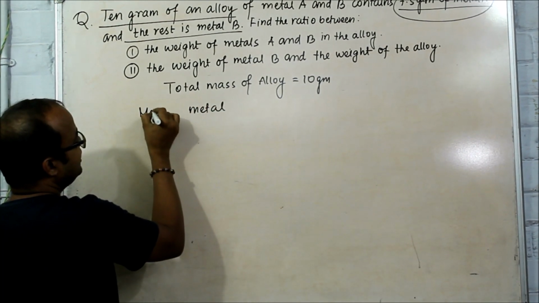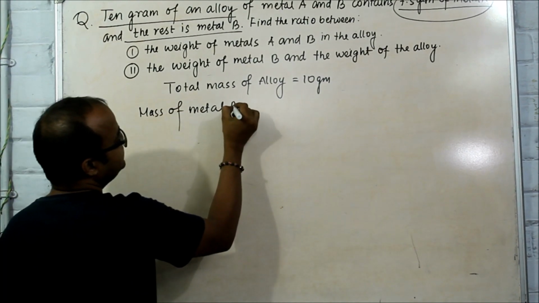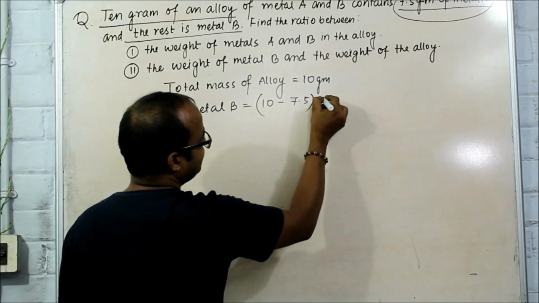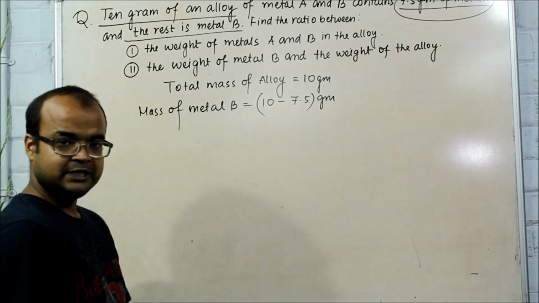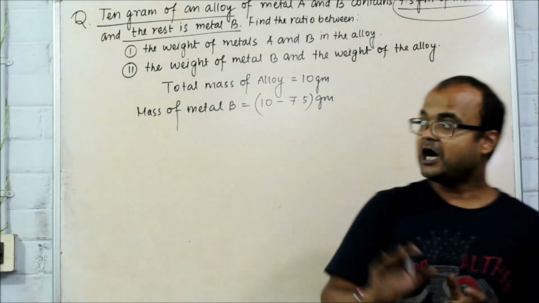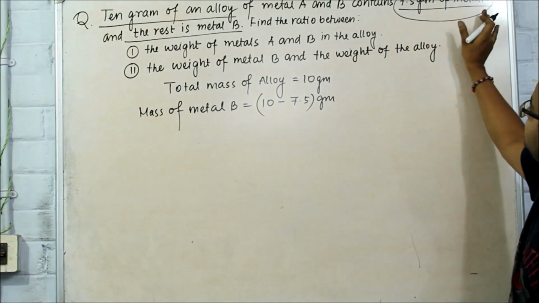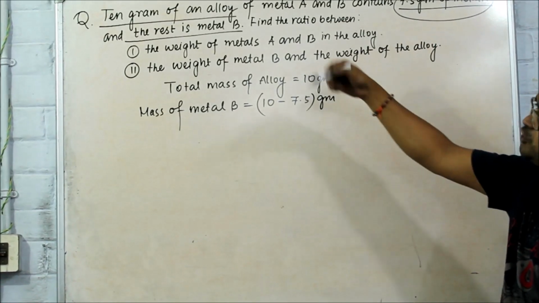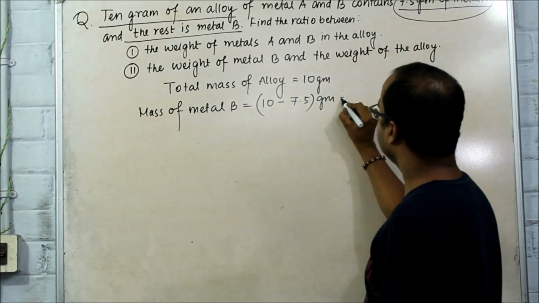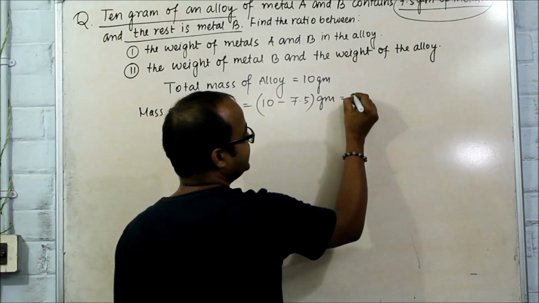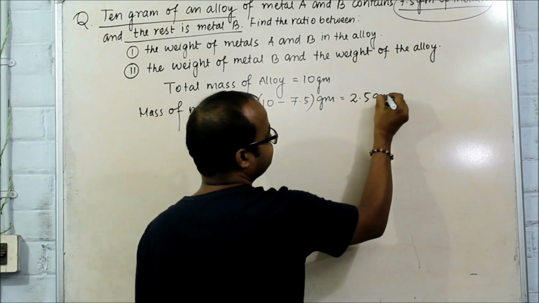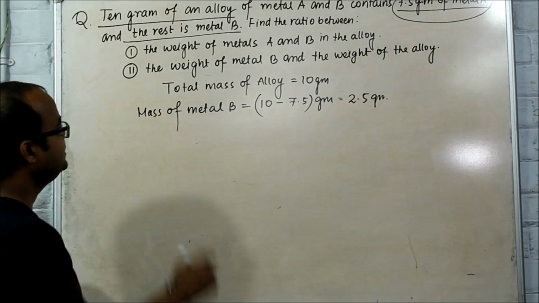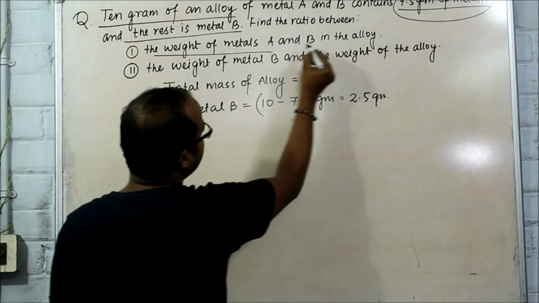So we can find out the rest, which is metal B. So mass of metal B is equal to 10 minus 7.5. It is 10 gram of the total alloy, out of which 7.5 gram is metal A. So if you subtract 10 minus 7.5, you will get the rest, the metal B, which is 2.5 gram. Now we have to find out the ratio between the weight of metal A and B.